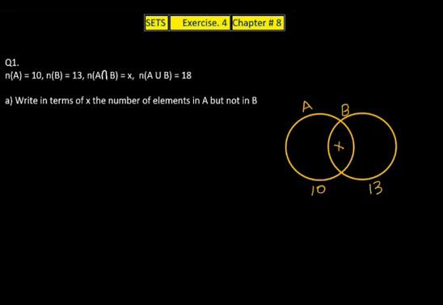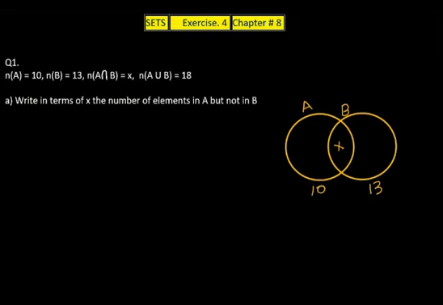In question number 1, it says n of A is equal to 10. It means that A is a set and it has got 10 elements in it. n of B means that B set has got 13 elements in it, and n of A intersection B is x, and n of A union B is 18. Now this is the diagram we are given.